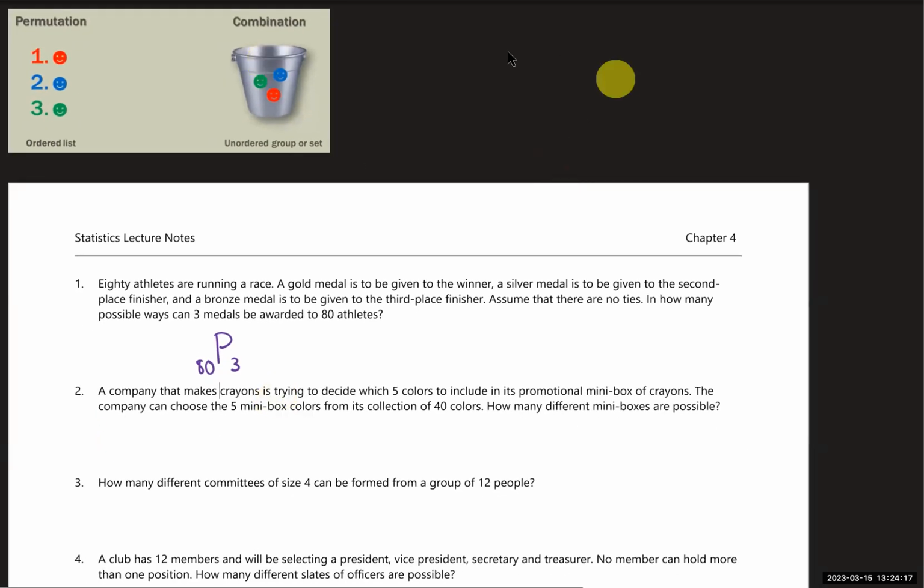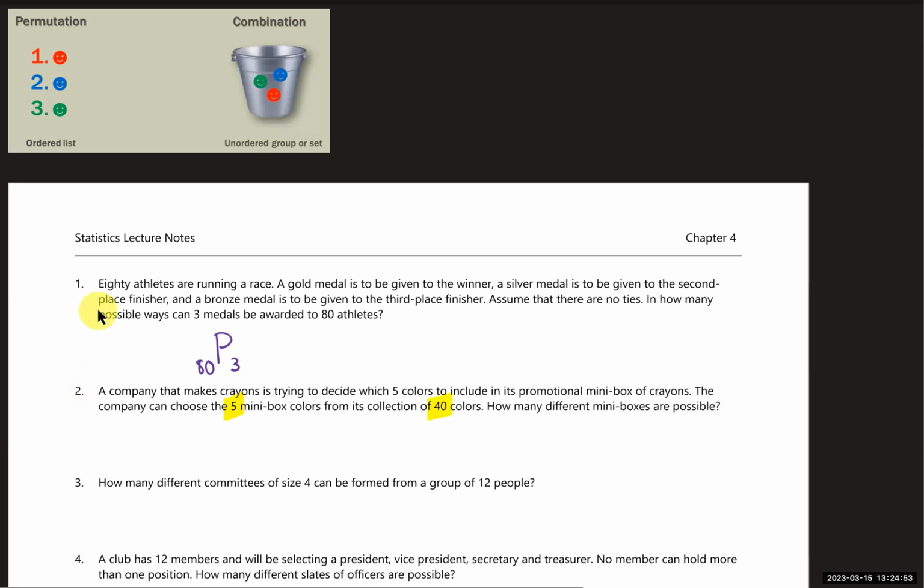All right. I did not put another visual up here of the first technique we learned, which was the fundamental counting technique. And we'll be reviewing that here as well. But let's continue with number 2. A company that makes crayons is trying to decide which 5 colors to include in its promotional mini box of crayons. The company can choose the 5 mini box colors from its collection of 40 colors. All right, I want to point out that for both this one and the previous one, we were picking some colors, 5, from a total of 40 possible.